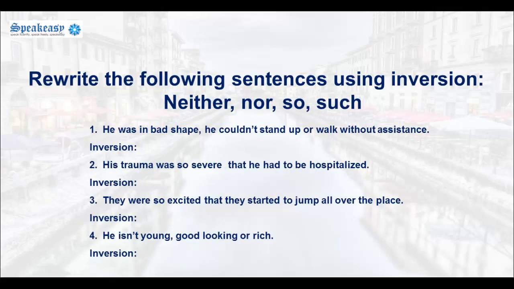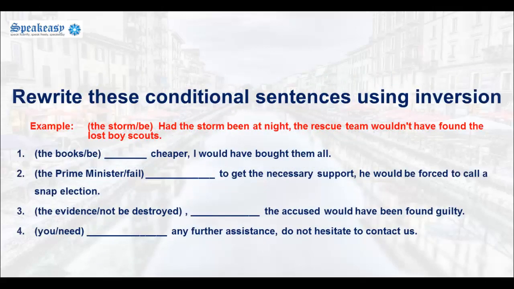Rewrite the following sentences using inversion. Use the words neither, nor, so, or such. Rewrite these conditional sentences using inversion. For example, had the storm been at night, the rescue team wouldn't have found the lost Boy Scouts.